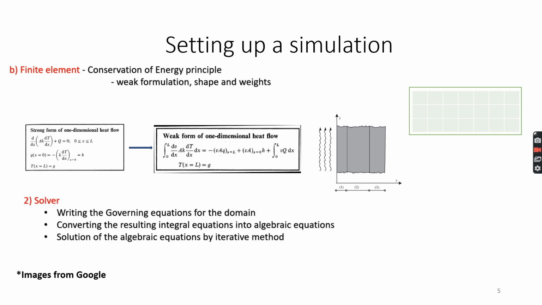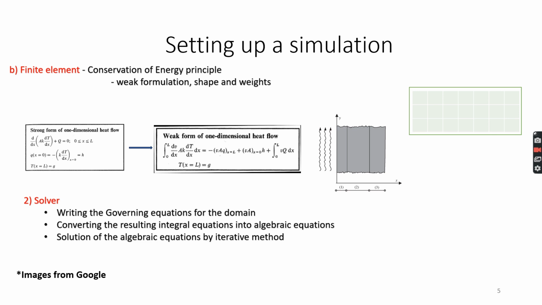And as I mentioned earlier, the basic ideology or the basic functioning of a solver is that we write the governing equations for the domain, as you can see over here, and also in the finite difference and the finite volume methods. And also we convert the resulting integral equations into algebraic ones, as I mentioned in the finite volume one, and we integrate it throughout the domain by the iterative method, which may be Gauss-Seidel or Gauss-Jordan or any other iterative methods which have their particular pros and cons, until we attain convergence. So I hope I'm clear.